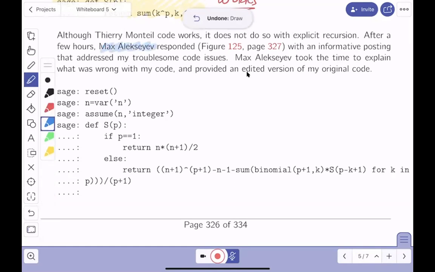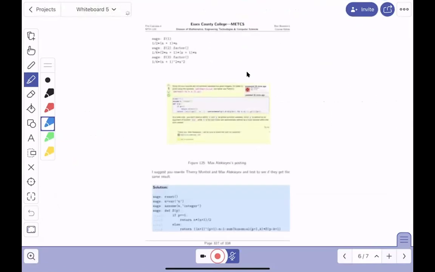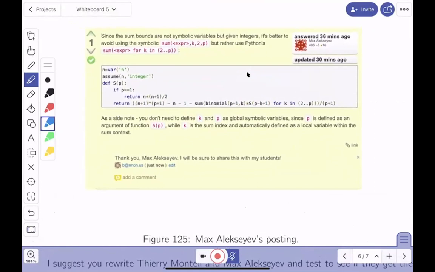This guy responds. And what does he respond to me with? The more informative posting that addressed my troublesome code issues. He took the time to explain what was wrong with my code, and he provided an edited version of my code. Let me go to that. This is this guy's response, right? This is his name over here. He responded to me. He told me what was wrong. And I'm glad he did that. And he actually typed in new code for me. I'm glad he did that.